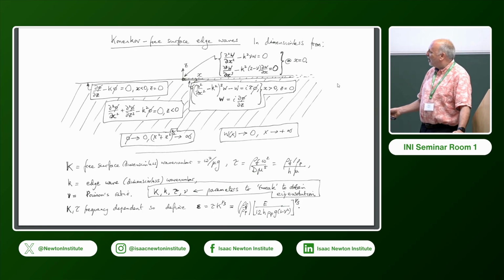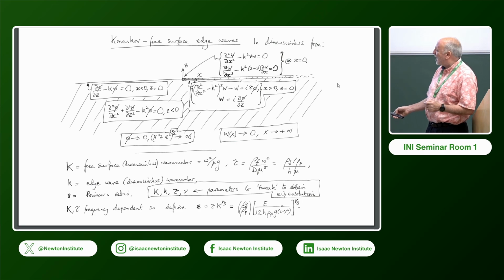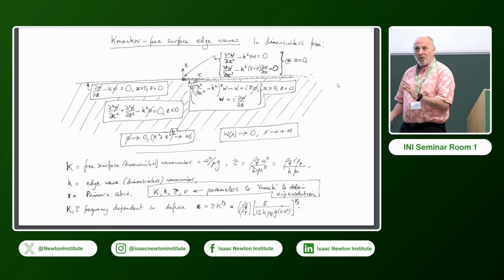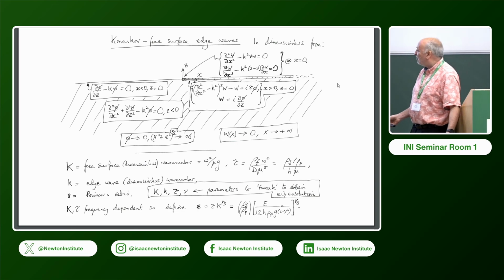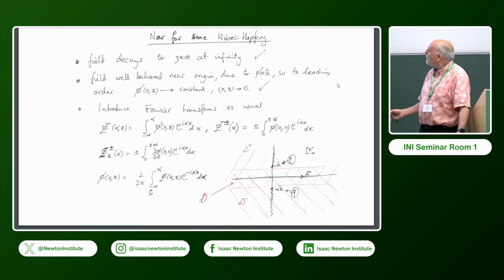So we can define a parameter which is frequency independent by taking this ratio of tau and K together. I won't use that in this, but it's useful to see that. Okay. So I want to solve this problem. How do I do it?